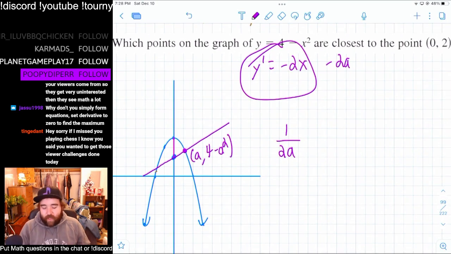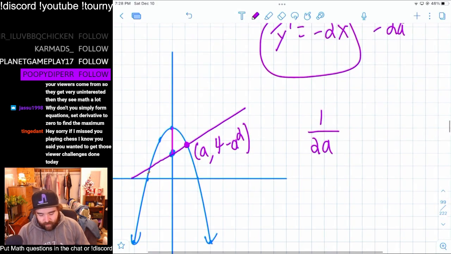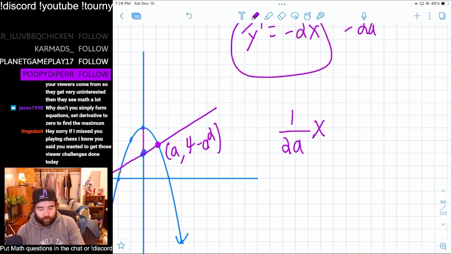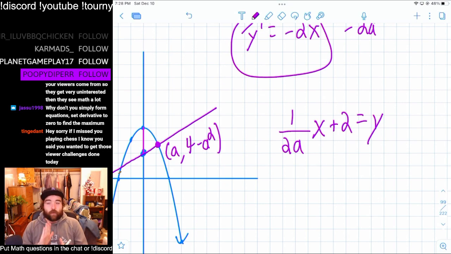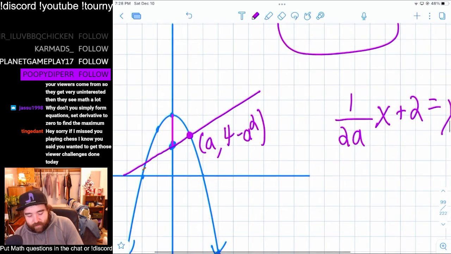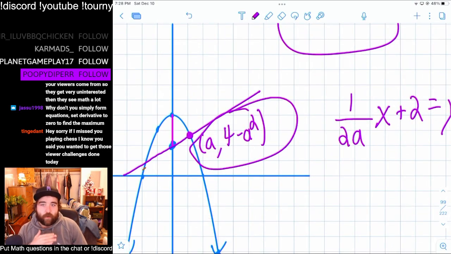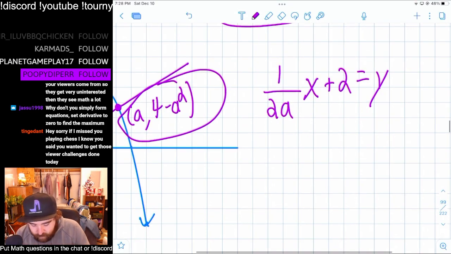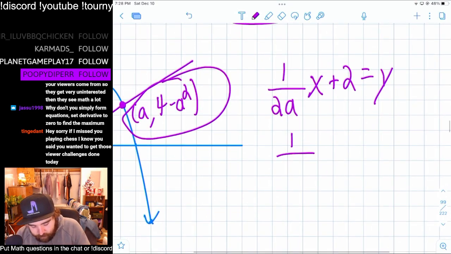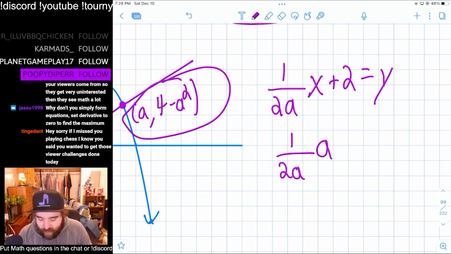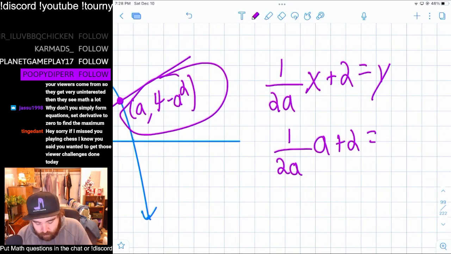So that's the slope, and it's a nice y-intercept, so we can just treat it as slope-intercept form. 1 over 2a, the slope, times x, plus 2, the y-intercept, equals y. That's the equation of that purple line that's perpendicular to the parabola. And now we can say, well, this point that it's going to go through, this is like our x comma y right here. We know that line also has to go through that point. So then I'm going to plug in that for x and that for y. So 1 over 2a times a, which is x, plus 2 equals the y value, 4 minus a squared.